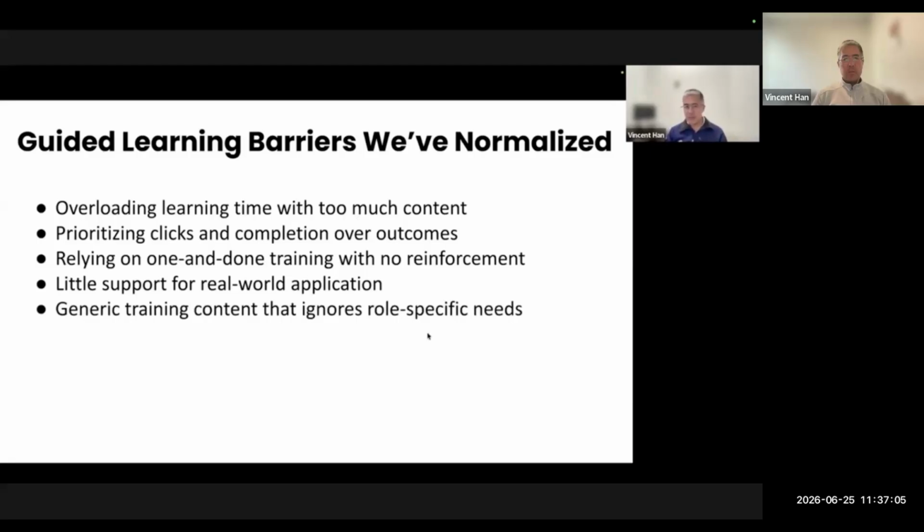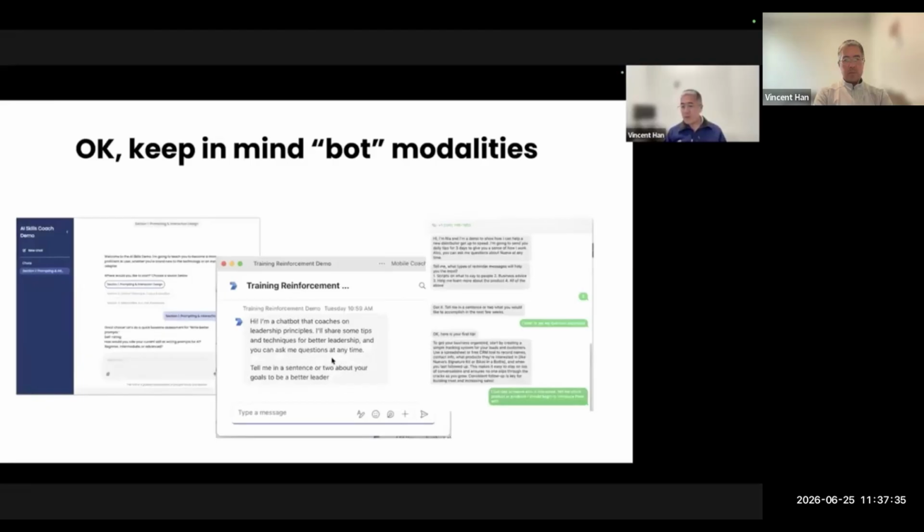That can be suspect. Oftentimes the training content is generic and it ignores role-specific needs. Do I teach this principle differently to the sales team versus the accounting team versus our customer service reps? And oftentimes there's no tracking on whether the training really impacted behavior. So these are just very common barriers that we maybe sometimes have accepted as there's nothing we can do about it. Well, enter AI and the bot.